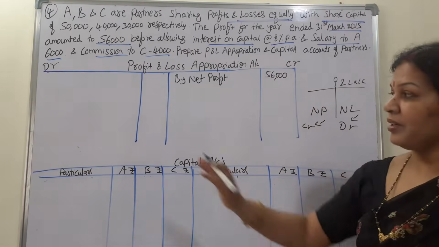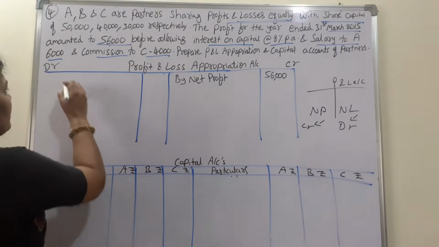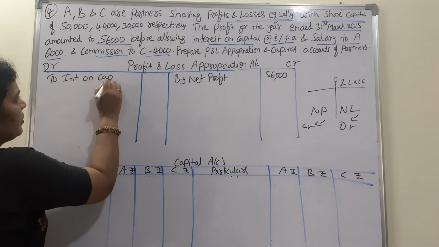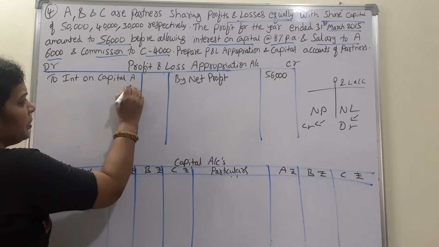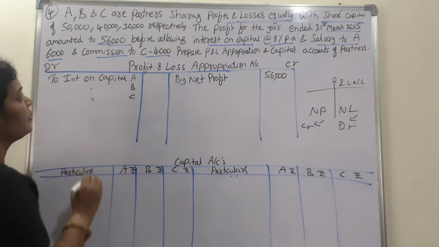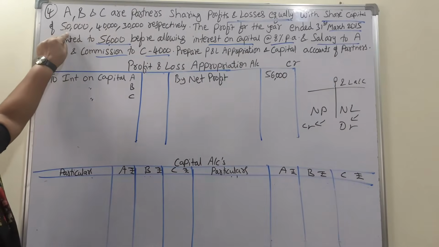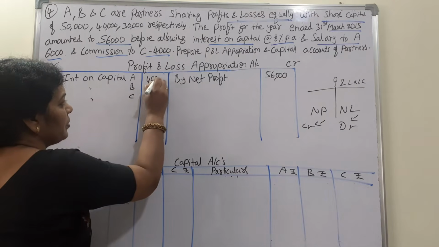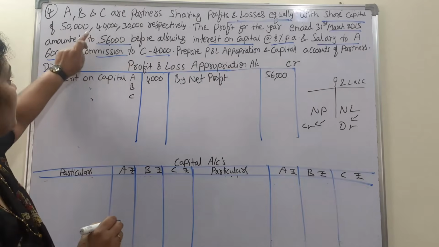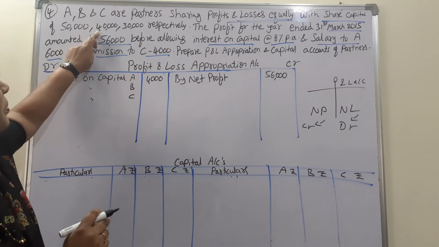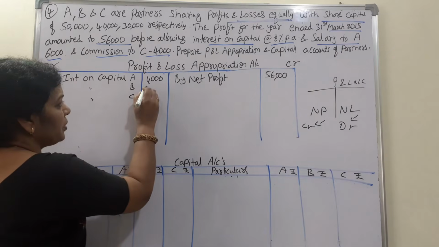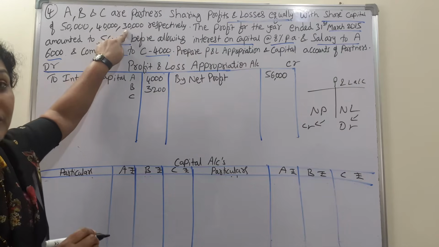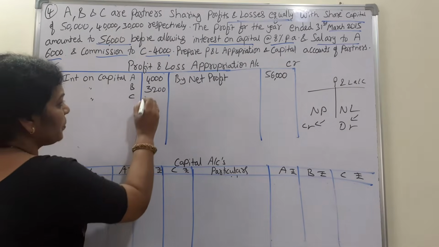And interest on capital on the debit side. Capital to A, B and C. 8% on 50,000 comes to 4,000. Next, 8% on 40,000 is 3,200. 8% on 30,000, 8 3s are 2,400.